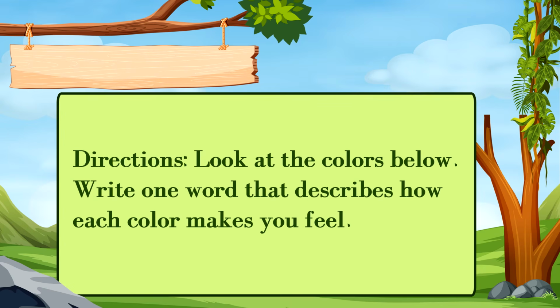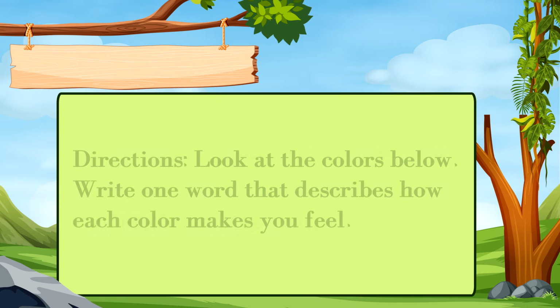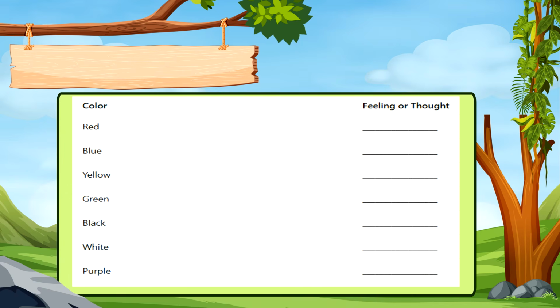Look at the colors below. Write one word that describes how each color makes you feel. The colors are red, blue, yellow, green, black, white, and purple. How do you feel? What's your thought when seeing these colors?